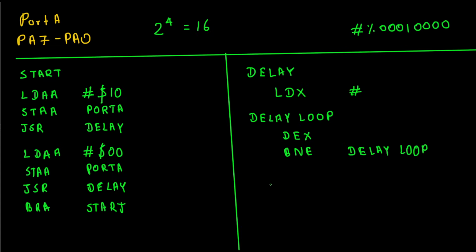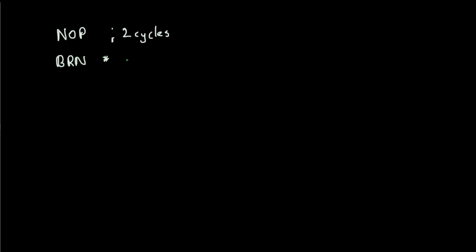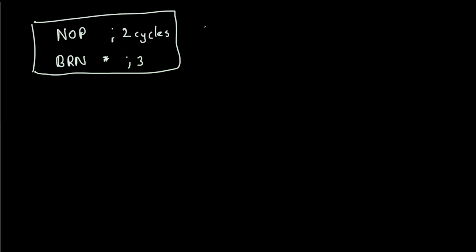And after that, I leave some space, in case we calculated and we need some extra 2 or 3 cycles. Let's look at that. If you need extra 2 or 3 cycles, you can use either NOP, that takes 2 cycles, or you can use BRN, that's branch never, with the asterisk, that takes 3 cycles. You can choose either of them based on your needs.